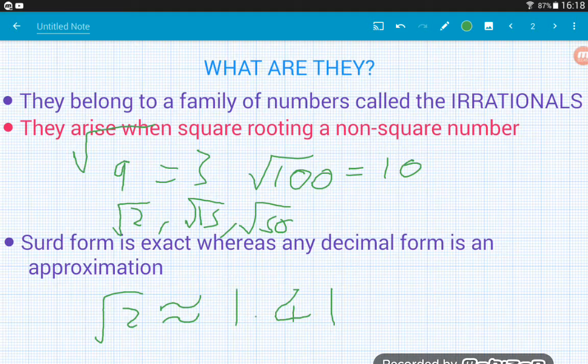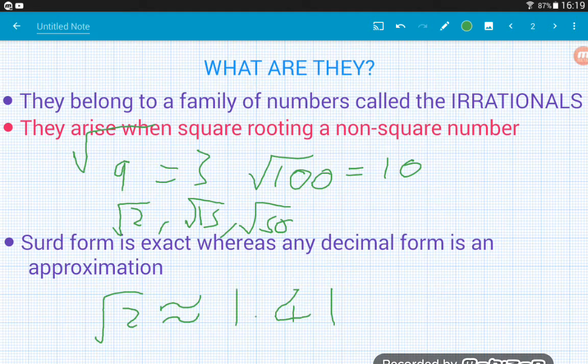It's the same as with pi as well. When we lop off the decimal digits of pi, we are losing accuracy. We are only approximating. If we keep pi in terms of pi, then it's an exact value of pi. If we keep a surd in surd form, it's the exact value of that surd. If we start expressing it as a decimal number, we lose information. So surds are an exact form.